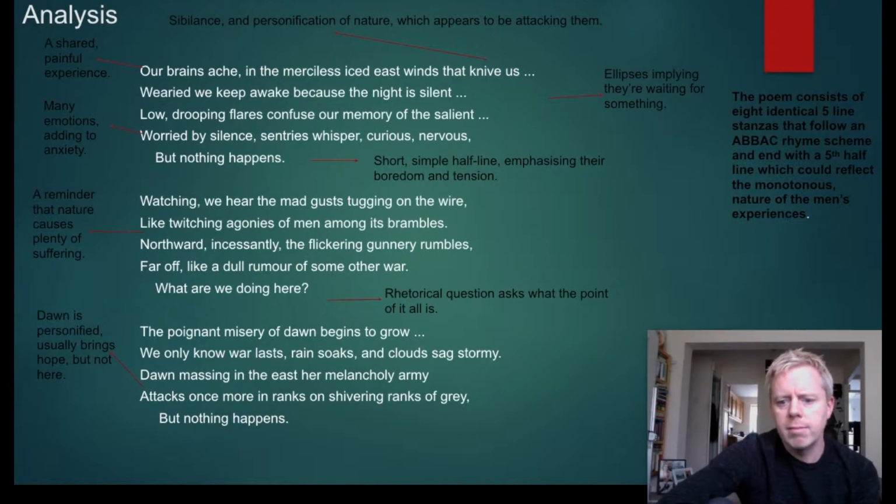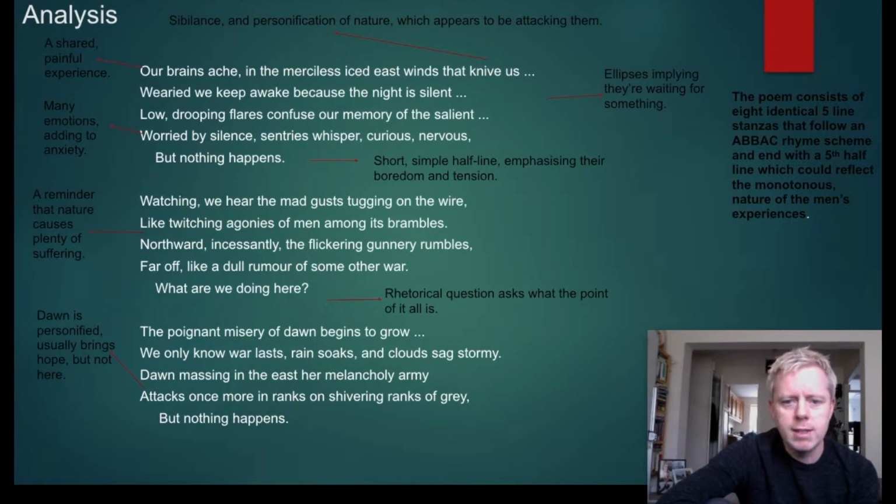So it's presenting nature as a malevolent force out to do damage. Merciless, there's no comfort. East winds that knife us. We've all probably been outside in the freezing cold weather over winter, and very grateful to get back into the warmth of our homes or the shops or wherever it is we are. But these poor guys, they didn't have that comfort at all.